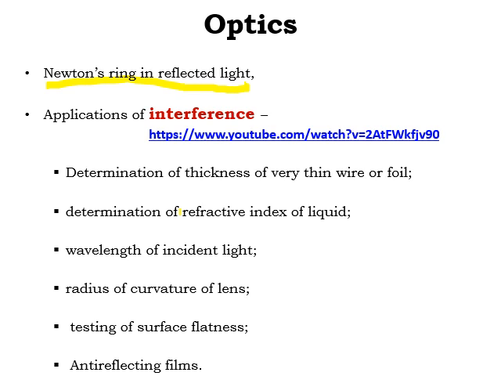Newton's ring in reflected light is the first point that we are going to see over here. Next to that, we have to understand what are the applications of this interference or Newton's ring experiment. So some applications are listed over here that are nothing but determination of thickness of wire or determination of refractive index, then wavelength of incident light, radius of curvature of lens, testing of surface flatness and anti-reflecting films. So all these points we are going to see along with Newton's ring experiment.